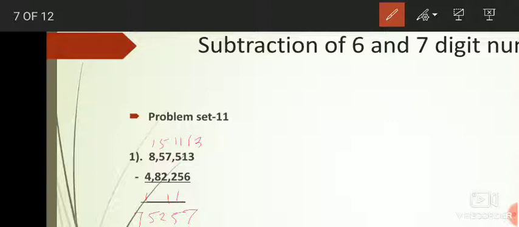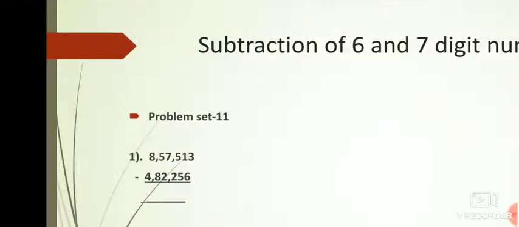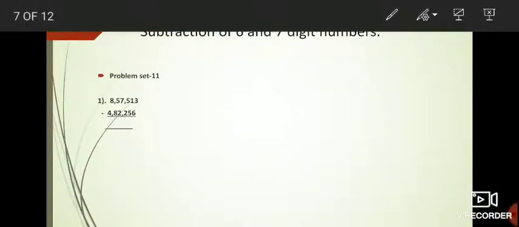And 4 plus 1 is 5 students. 4 plus 1 is 5. 8 minus 5 is how much? 8 minus 5 is 3. So the answer is 3,57,257. Subtraction by this method is very easy students. Okay.